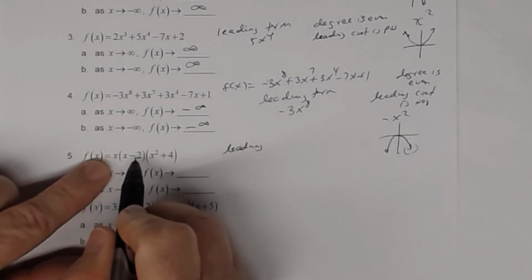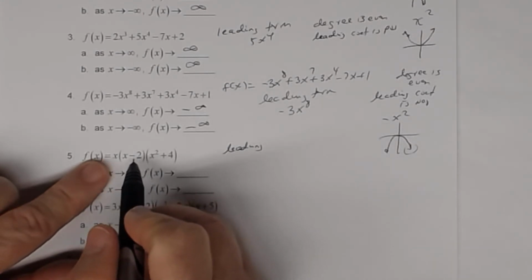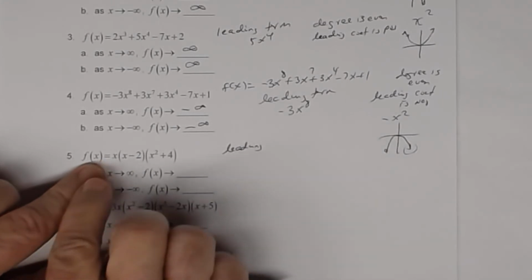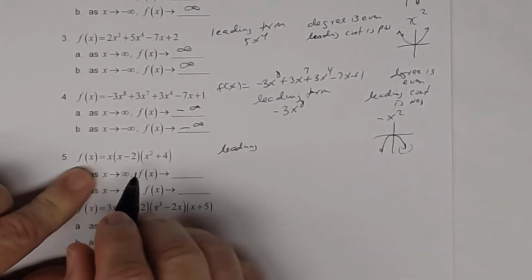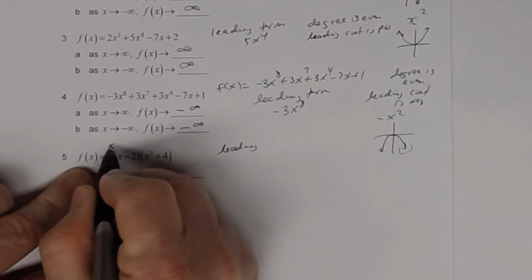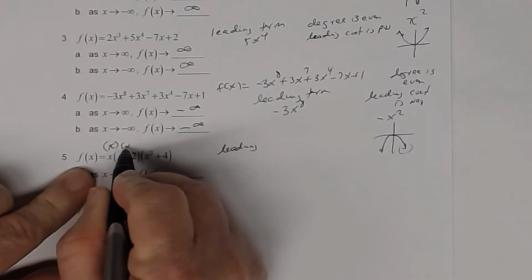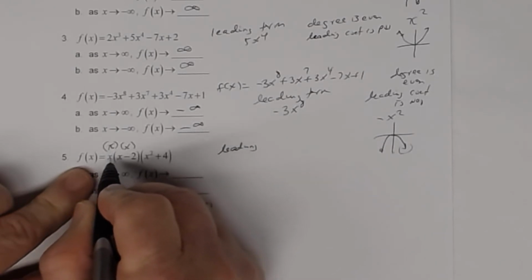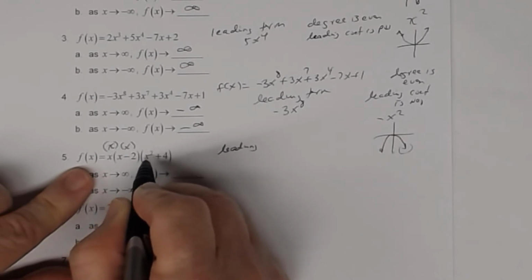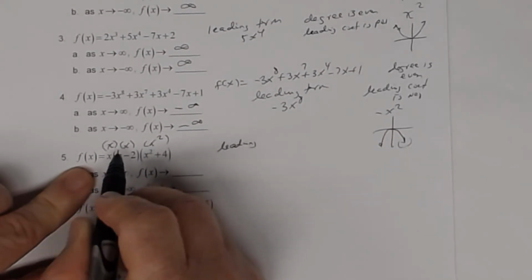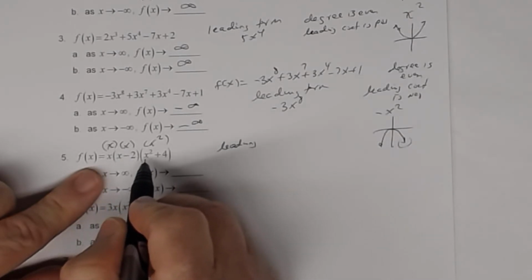You're going to look at every factor, and you're going to find the leading term of each factor. So you see there are 3 factors here, 1, 2, 3. And so the leading term of that first factor is x. The leading term of that second factor, x minus 2, is also x, because remember, x to the first. Over here, x squared plus 4, x squared is my leading term. Remember this is all multiplication, right? x times x minus 2 times x squared plus 4.